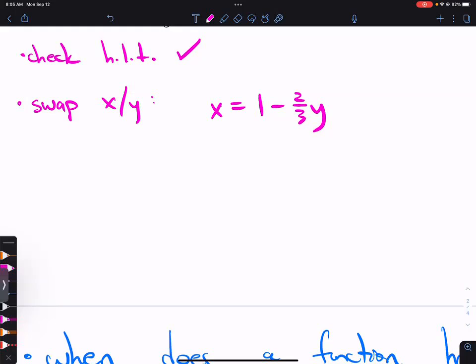Subtracting 1. All right, so I'm going to subtract 1 from both sides. x minus 1 is negative 2/3 y. Then what?